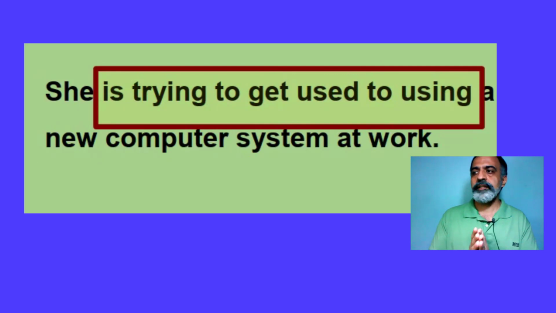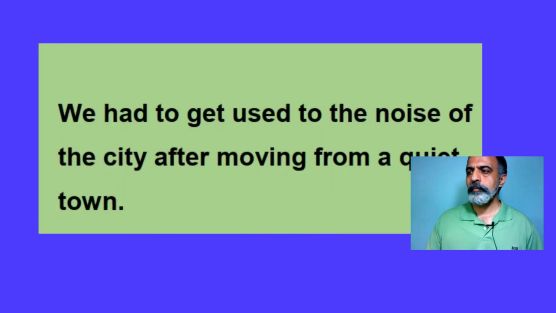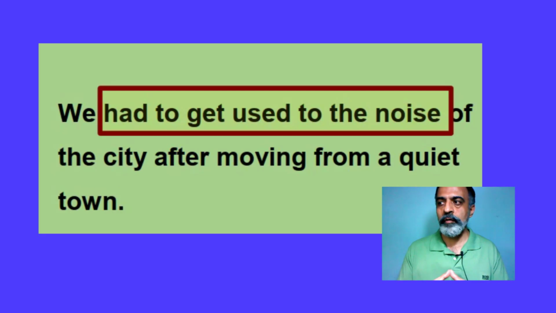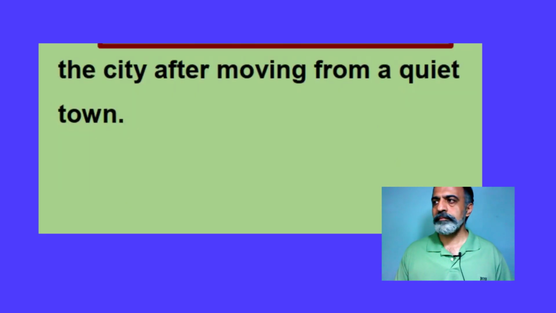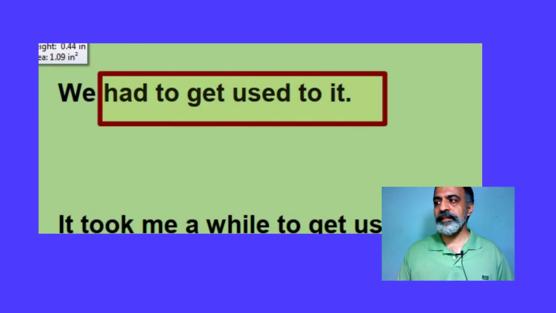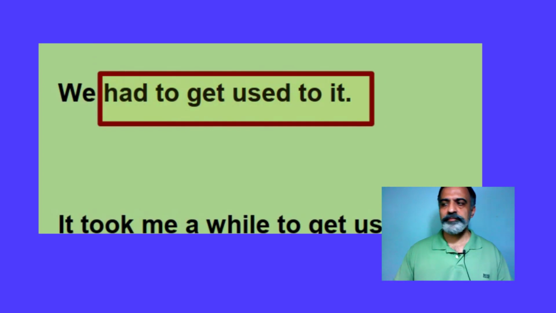As you see in this sentence, we have get as a second verb after try in the form of infinitive with to. And after that we have got gerund, using. Or we had to get used to the noise of the city after moving from a quiet town. Used to plus noun. Or we had to get used to it.